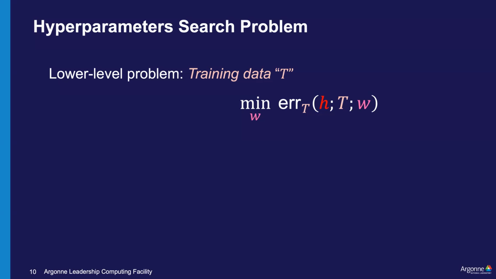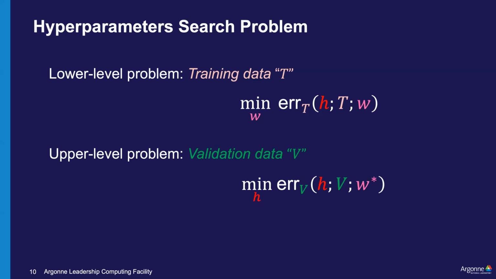H is fixed. Then we have a second level of optimization, which is performed on the validation data. We use the validation data because it gives an estimate of generalization error, because the end goal of learning is to minimize the generalization error on the test set. However, it is not allowed to use the test set for training, because it will introduce a bias in the evaluation of your model.